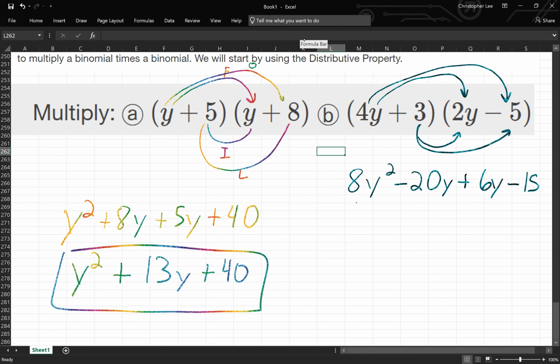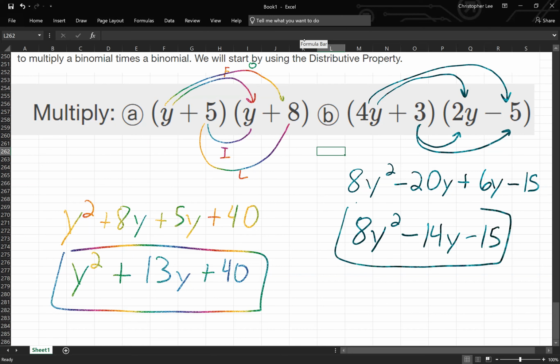But I'm not done, right? I want to combine like terms. So what am I left with? 8y squared, minus, and then what's this? Negative 14y minus 15. This is my final answer. Are there any questions on this? Any at all? This makes sense? Any questions?